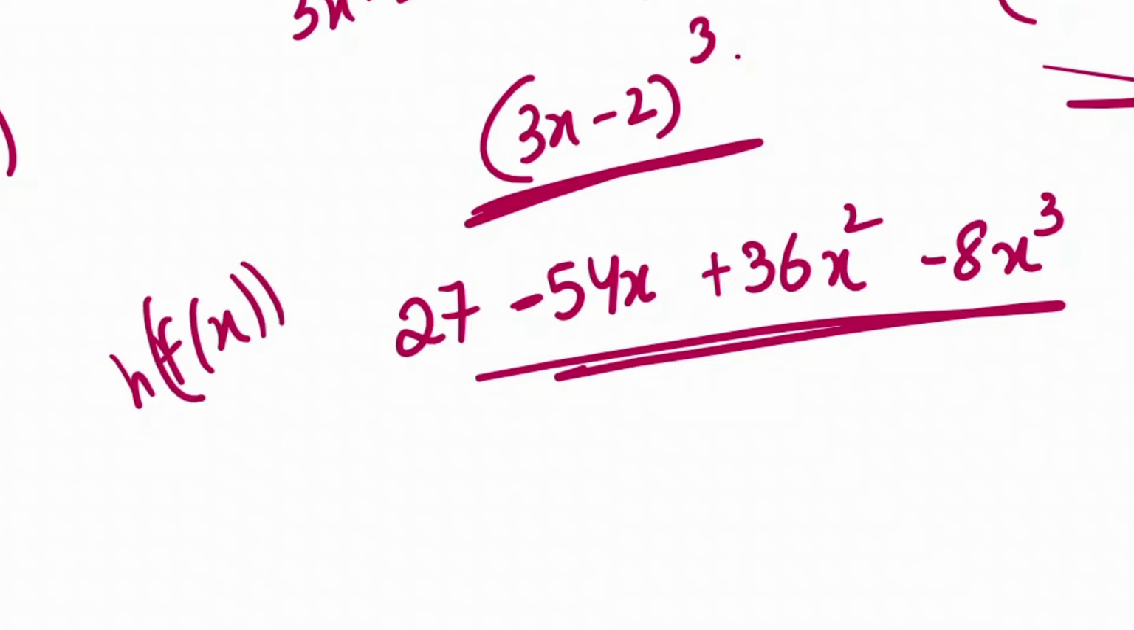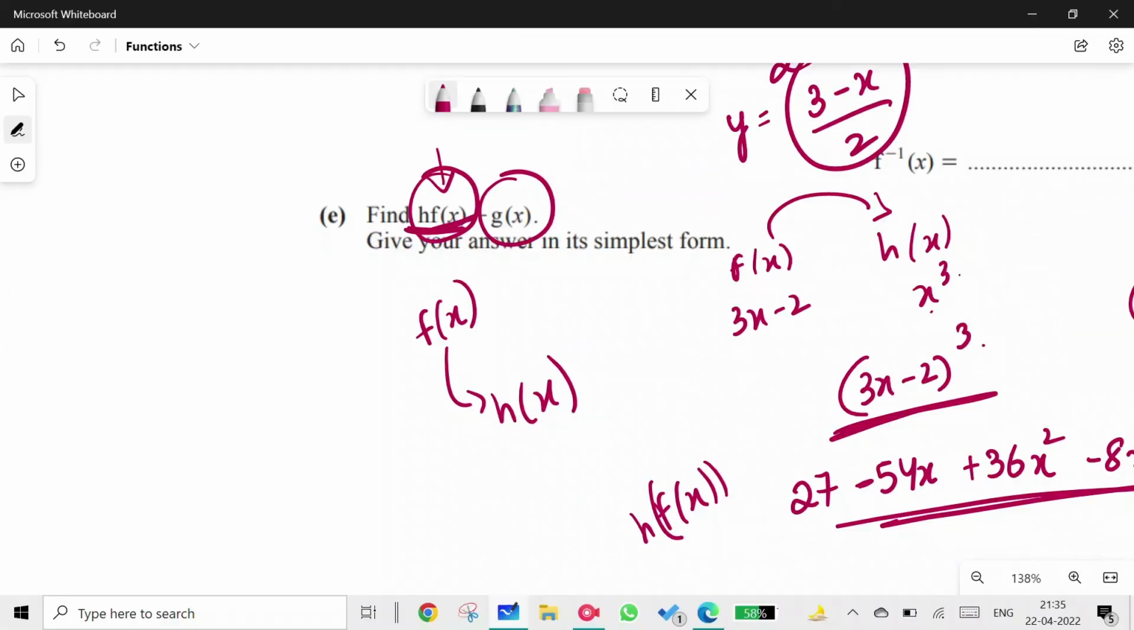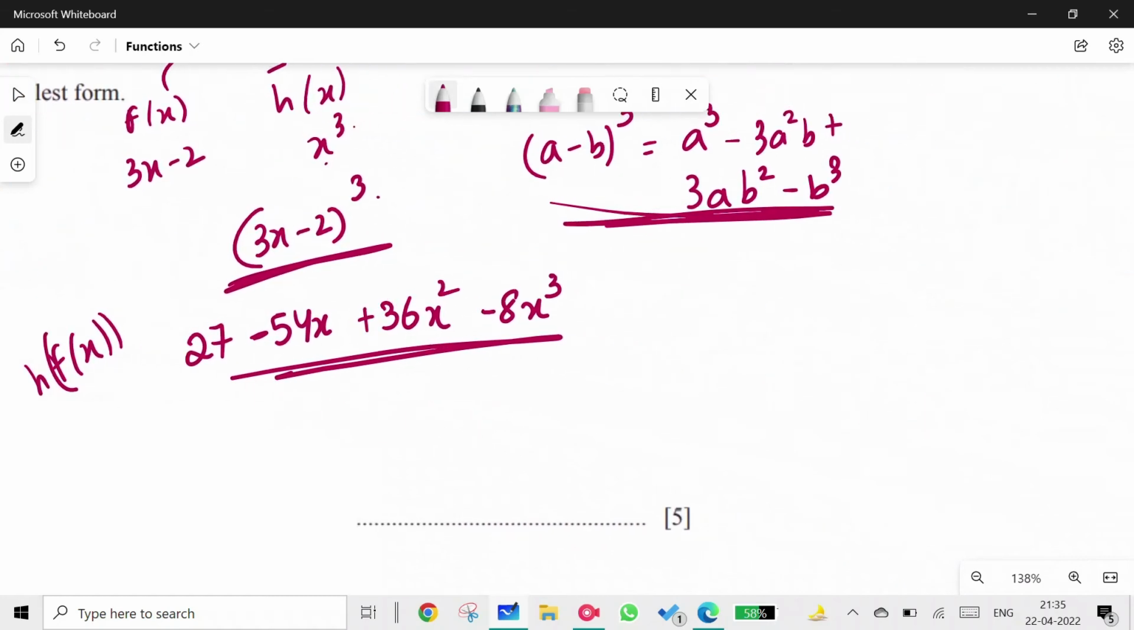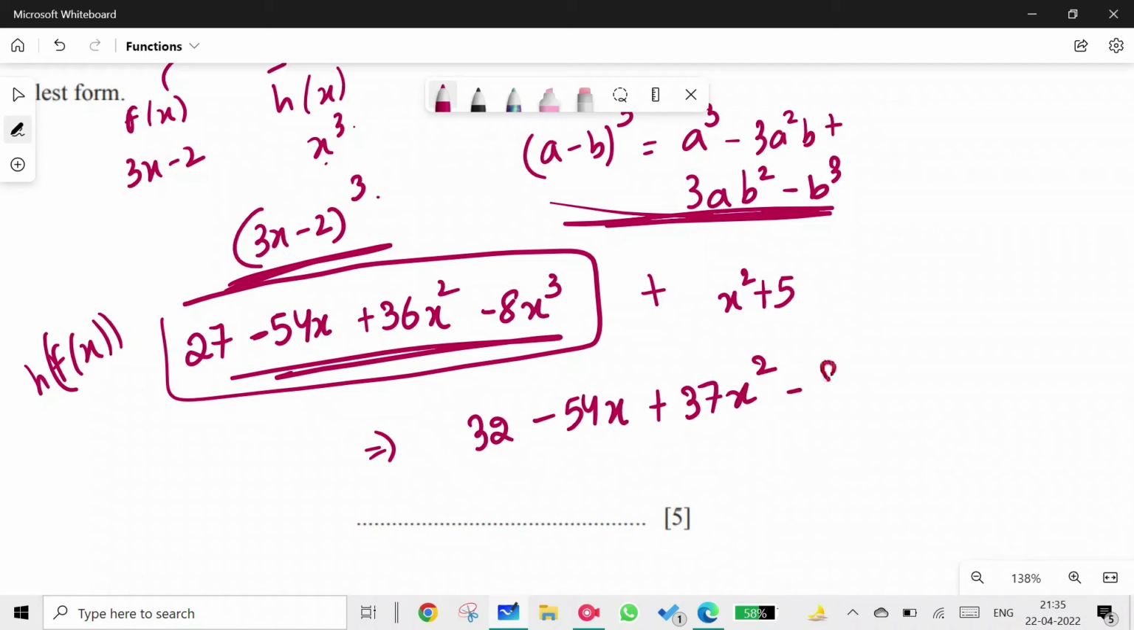But we're not done with the sum yet because we have to add this with g of x. So let's do that here. So to this, I am going to add g of x, which is x square plus 5. So when you solve it and simplify it, you get 32 minus 54x plus 37x square minus 8x cube as the answer.